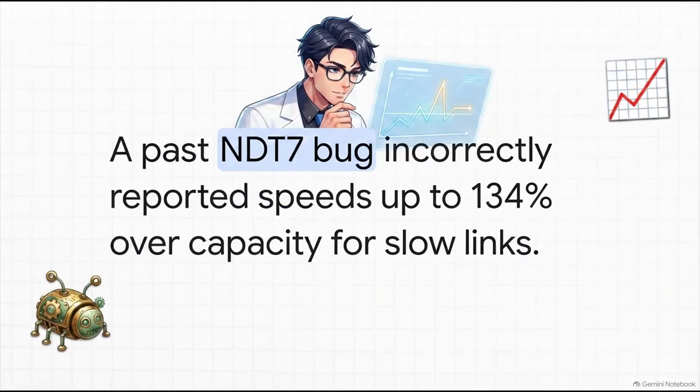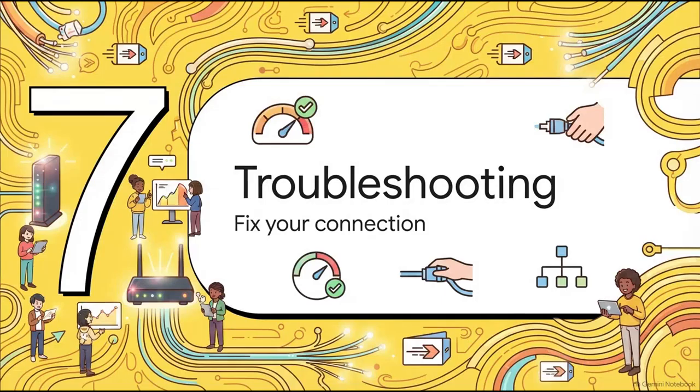And what's crazy is this research even uncovered a bug in older NDT7 native clients. They found the tools were incorrectly using app info instead of TCP info, which caused upload speeds on slower connections, those under 10 megabits per second, to be massively overestimated, literally by up to 134%. It just goes to show that even the most trusted, hardcore diagnostic tools aren't totally flawless. Which brings us to our final section, troubleshooting and conclusion.